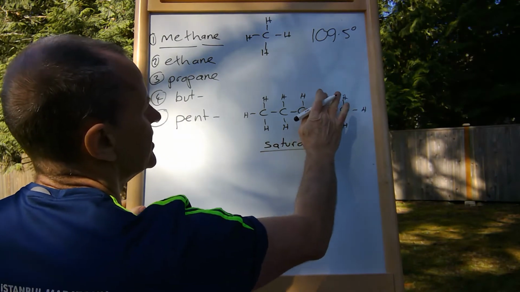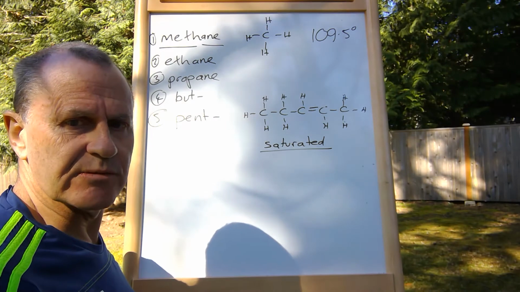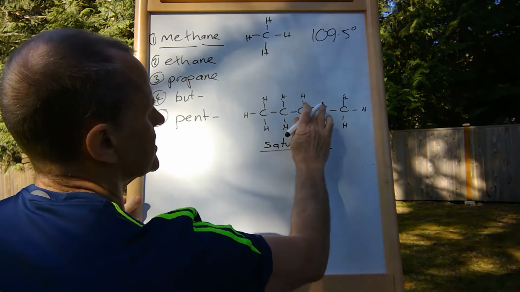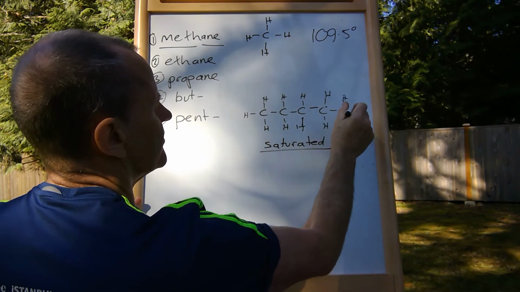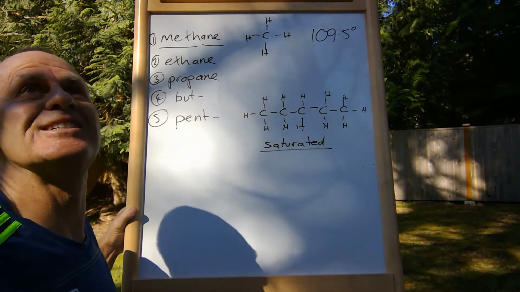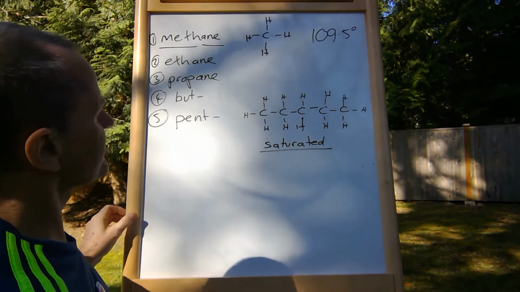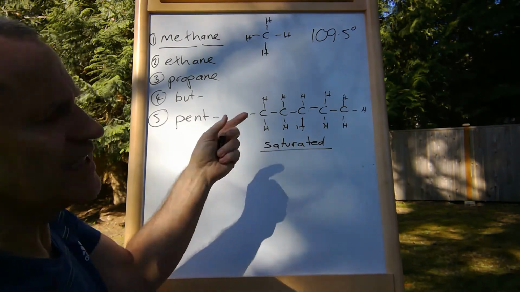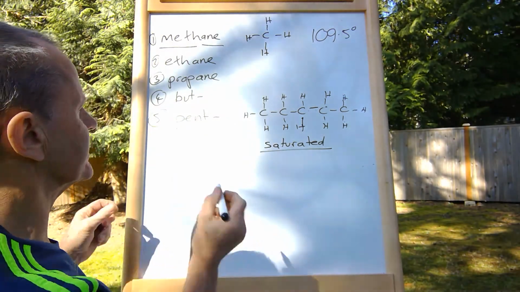Same with this one. We'd have to do that. That's not saturated because it doesn't have the maximum number of hydrogen atoms. So let's turn it back into 1, 2, 3, 4, 5. A pileated woodpecker has just appeared in my tree. Okay, so that's a saturated hydrocarbon, it's pentane, and there's a very time-consuming and boring way of representing it.